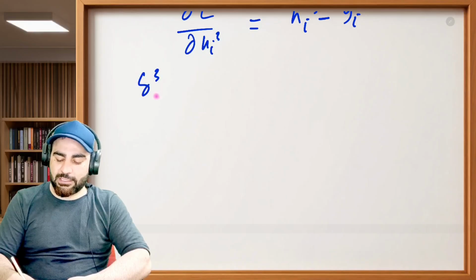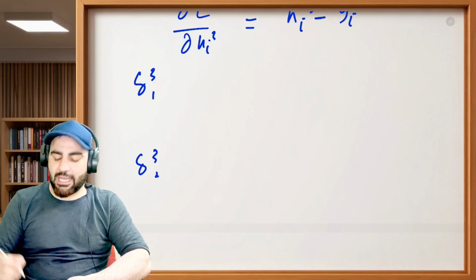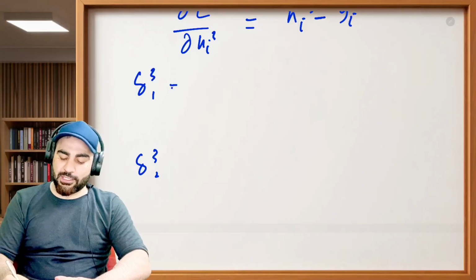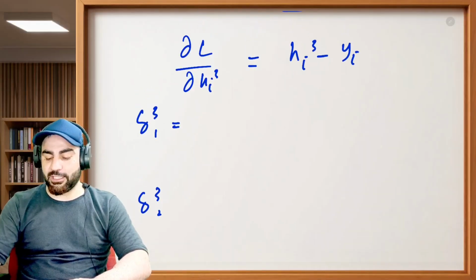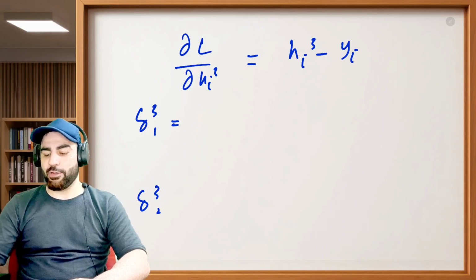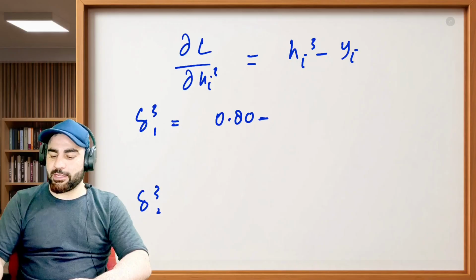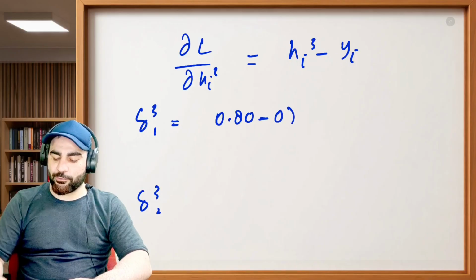So I have to compute del 3 1 and del 3 2. I have to basically compute the error vector, that blame vector. So it blames the neurons. Okay, so what is this equal to? Take this h13 minus yi. We know the value of this: the value that we have over here is 0.80, minus the actual value, which was 0.